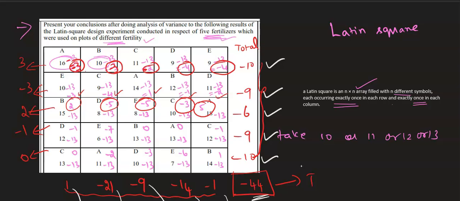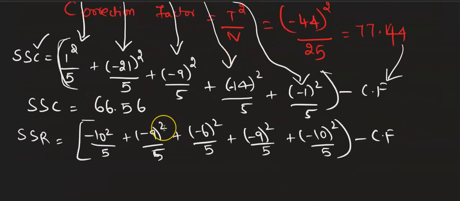If you take any row, we have 1, 2, 3, 4, 5. 5 values are there in the row. Same way, 5 values are there in the column also. Since it's a 5 cross 5 matrix in Latin square, there is no tension of writing a round number. So we have written SSR also. All these are row totals that we have seen, minus a correction factor, and this will give you 2.16.